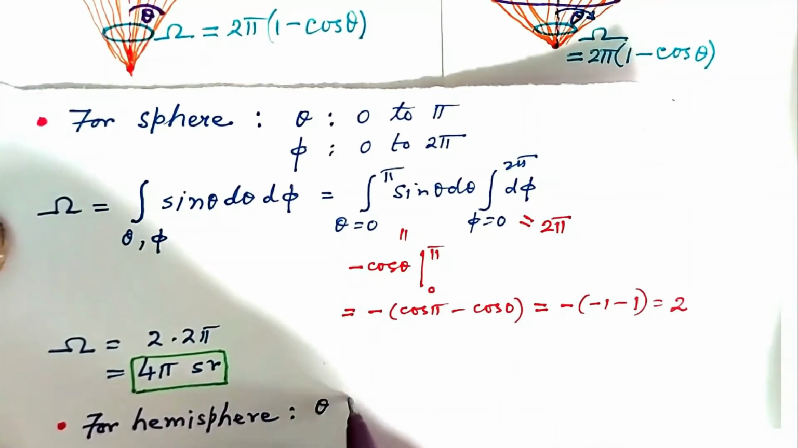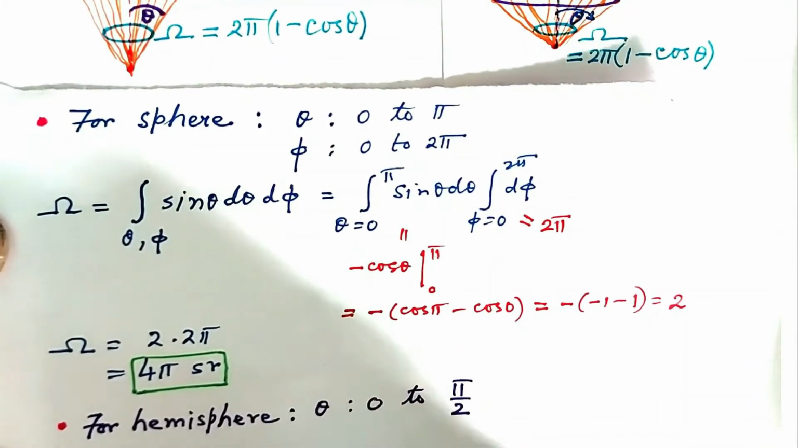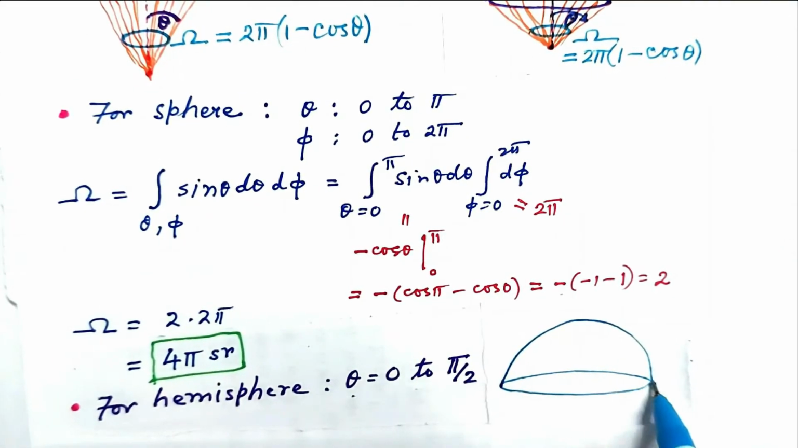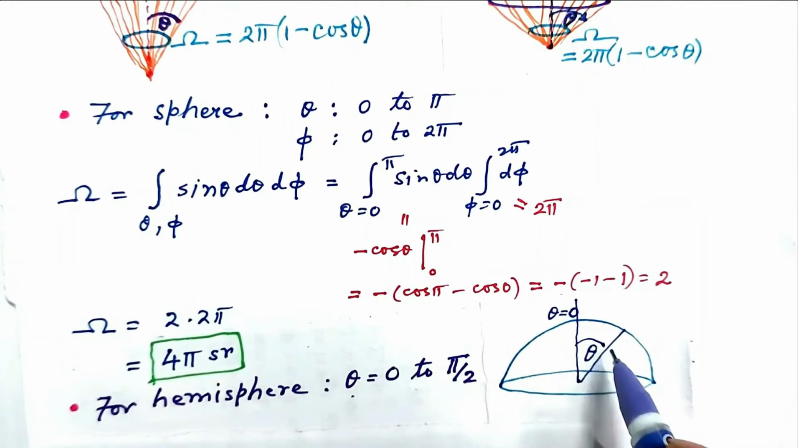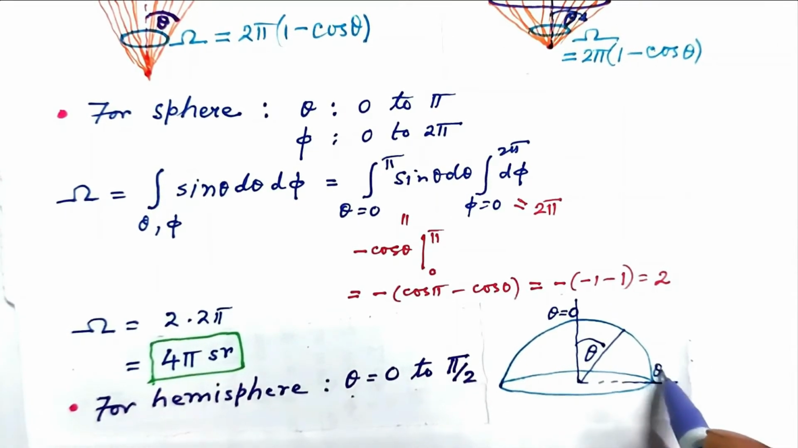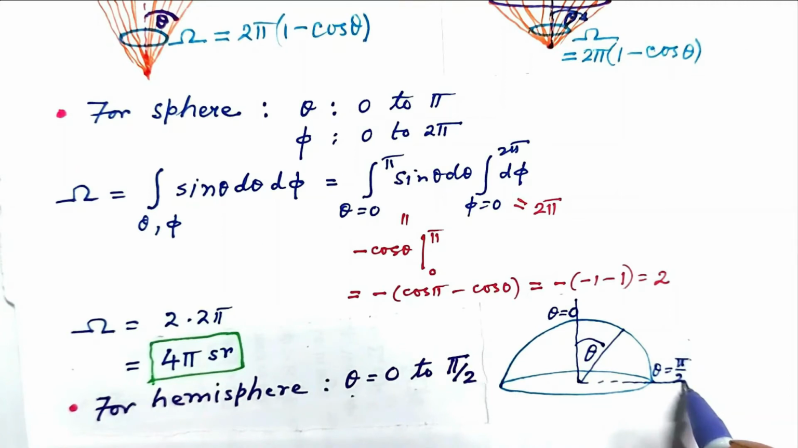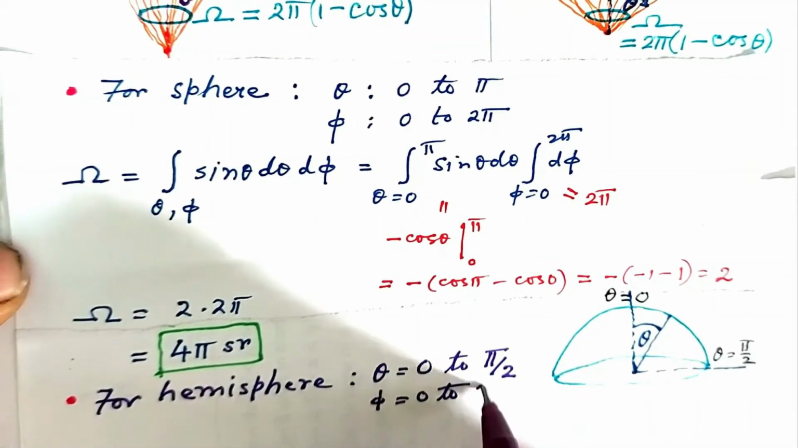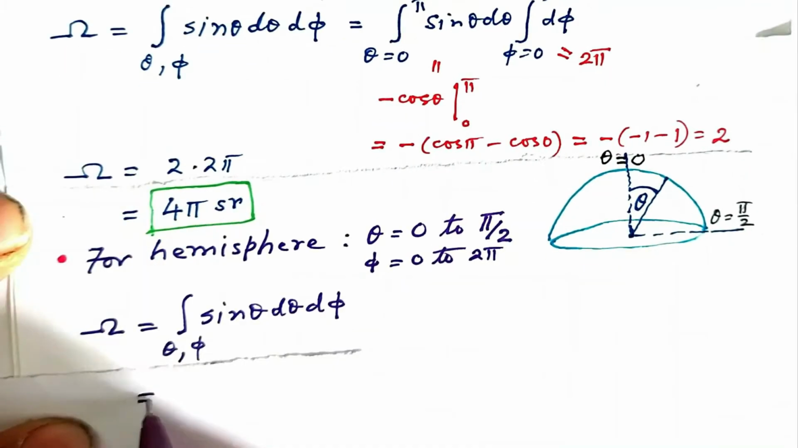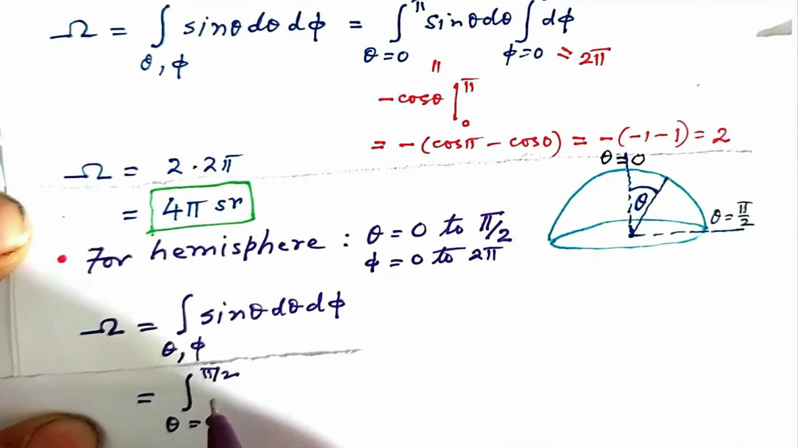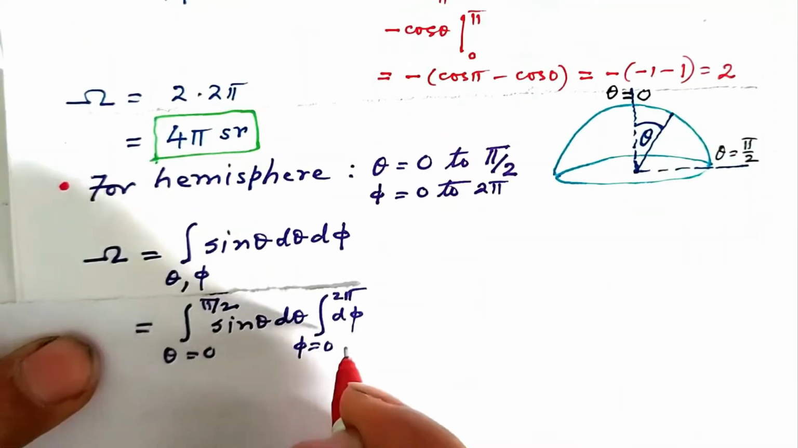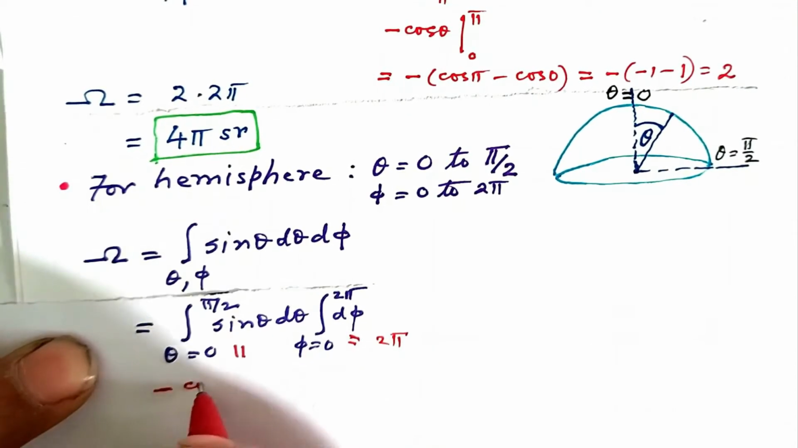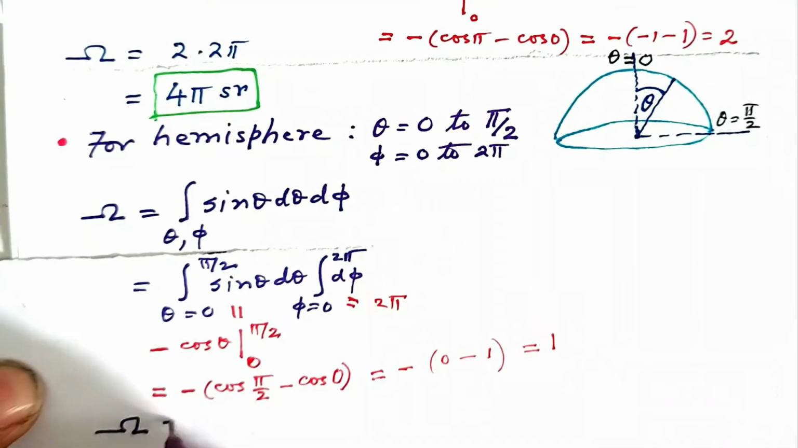For hemisphere, the limits of theta will be 0 to pi by 2. Why? This is the hemisphere. This is the z-axis defined by theta equal to 0. This angle is theta. And this is the limit of hemisphere defined by theta equal to pi by 2. And all phi directions are to be integrated over in the xy plane. So phi equal to 0 to 2 pi. Omega equal to integration over theta equal to 0 to pi by 2 sine theta d theta, integration over phi equal to 0 to 2 pi d phi. The phi integration gives 2 pi and the theta integration gives 1. So omega is 2 pi steradian.